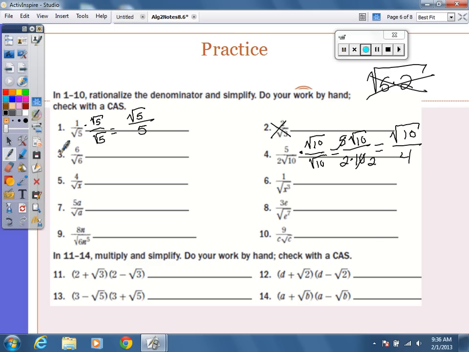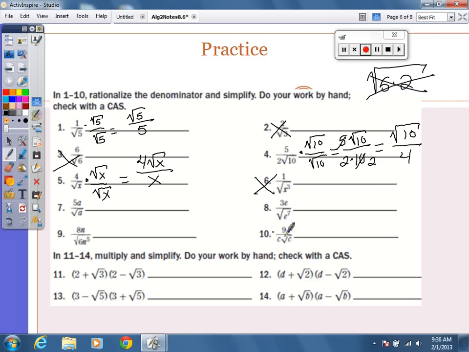Okay, we're going to skip 3, move on to 5. To get rid of that radical in the denominator, I'm going to multiply the top and bottom by square root of x over square root of x, and I'm left with 4 root x over x. Skip 6, go on to 8.